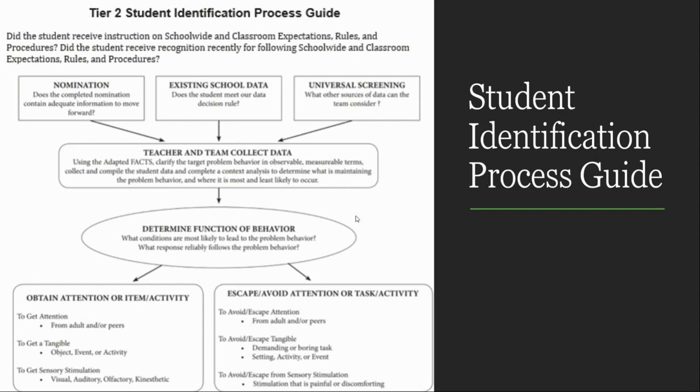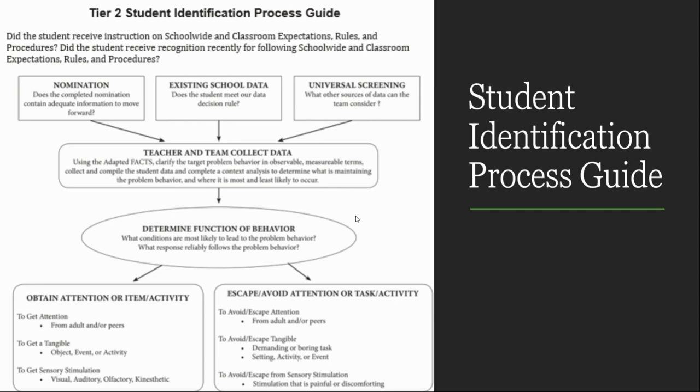It says, did the student receive instruction on school-wide and classroom expectations, rules, and procedures? Did the student receive recognition recently for following school-wide and classroom expectations and procedures? Again, remember, the first thing we do before we decide that a child is in need of tier two intervention is ensure that the student has had and is still receiving the full supports in the school-wide universal tier one implementation. If not, we have no idea if that student truly needs these tier two interventions.